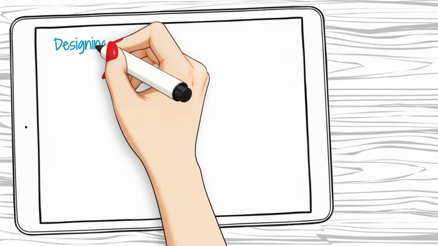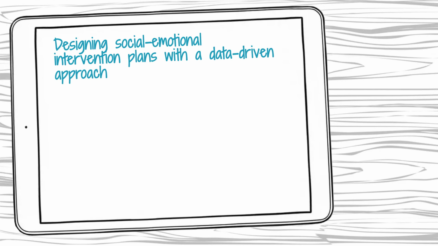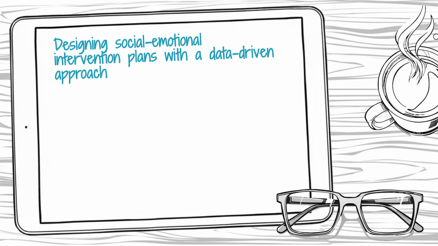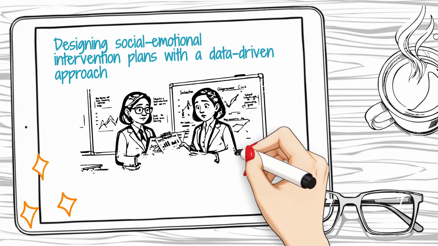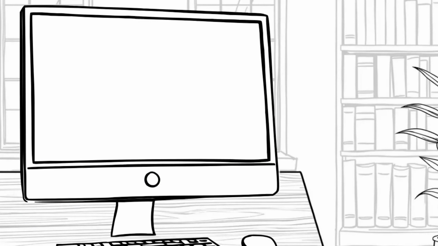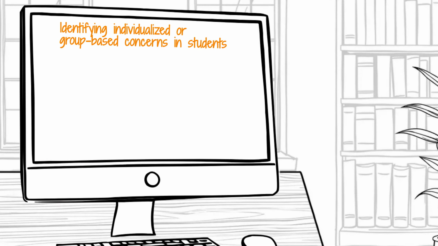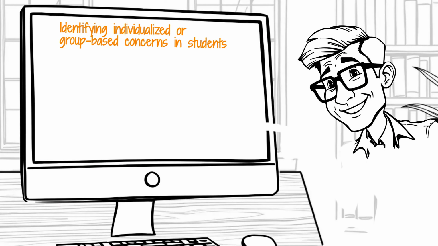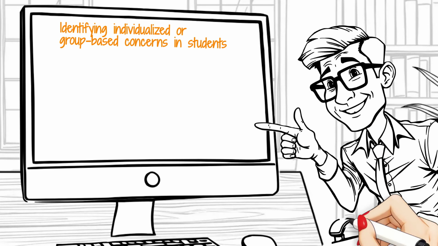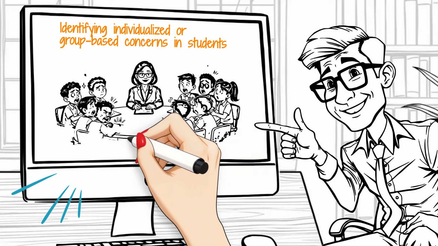In this lecture, we examine how to design a social and emotional intervention plan in special education through an academically rigorous, data-driven lens. Effective intervention begins not with a strategy, but with a precise understanding of need. The educator must identify whether the concern is individualized, such as self-regulation or peer interaction, or group-based, such as classroom-wide emotional dysregulation or conflict.